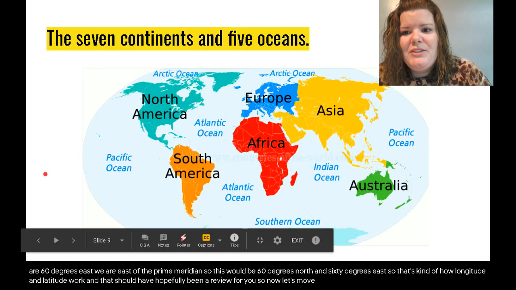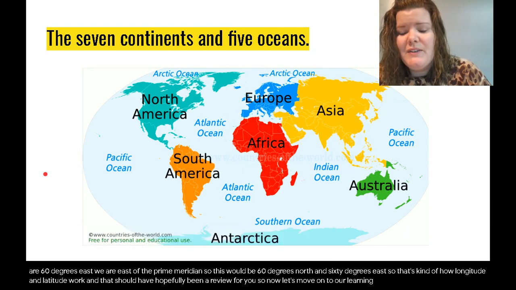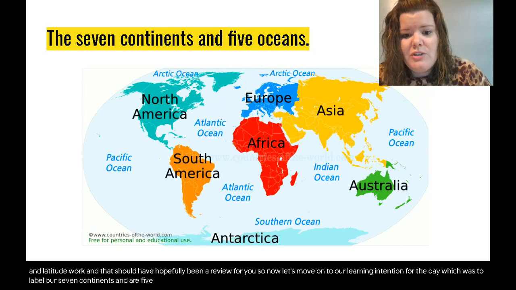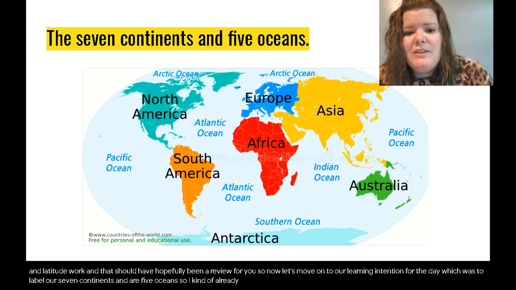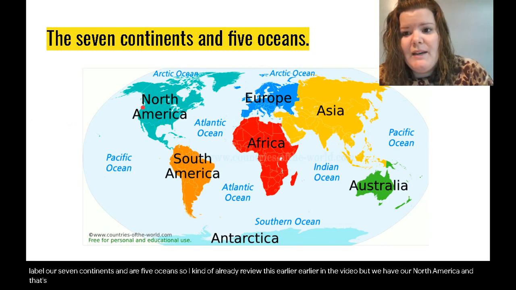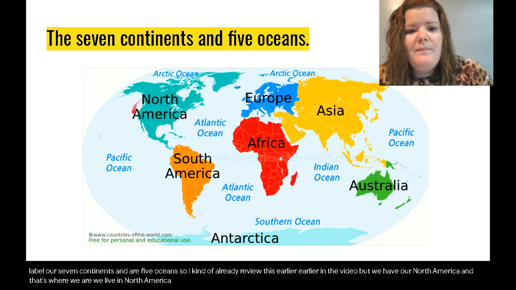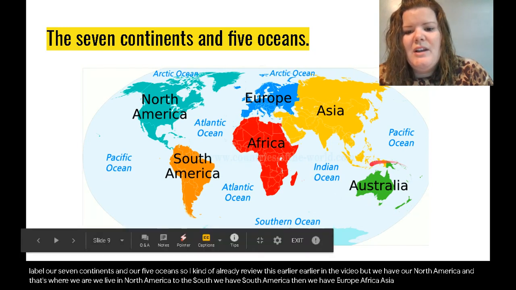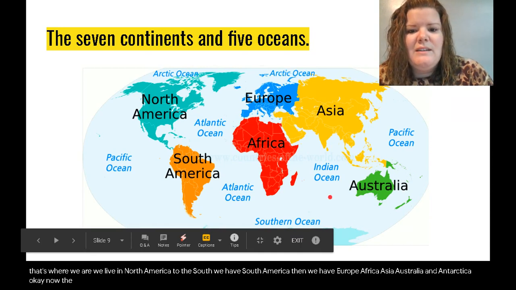So now let's move on to our learning intention for the day, which was to label our 7 continents and our 5 oceans. So I kind of already reviewed this earlier in the video, but we have our North America, and that's where we are. We live in North America. To the south, we have South America. Then we have Europe, Africa, Asia, Australia, and Antarctica.